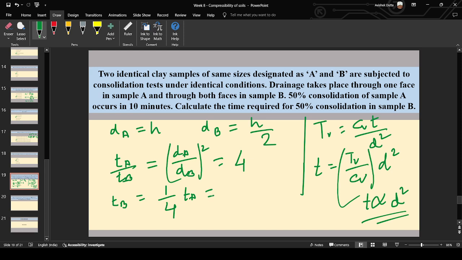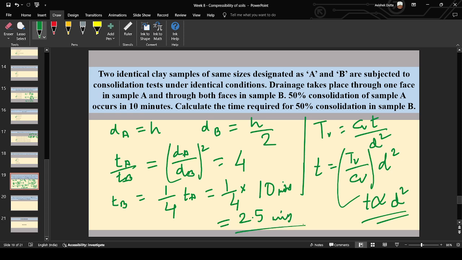Now, for the 50% consolidation, time taken for A is 10 minutes. So, for B, time taken will be 1/4 of 10 minutes. That will be equal to how much? Equal to 2.5 minutes.